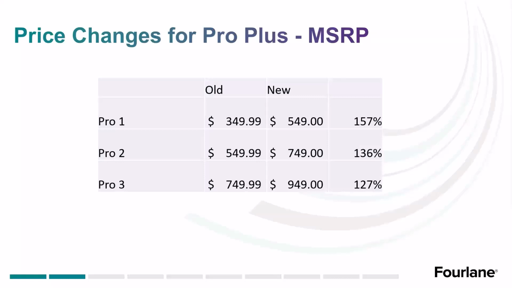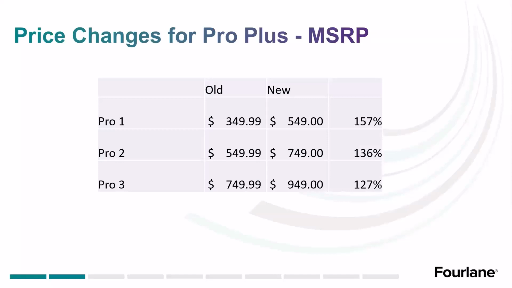Now, a couple of things to consider with this. I don't want to just be the bearer of bad news today. I want to think about some of the positives, but I also want you guys to have awareness. A Pro one user was $349.99, but it was always on sale somewhere, right? Costco or Fourlane or Office Depot or wherever. Amazon, you could always find it on sale somewhere.